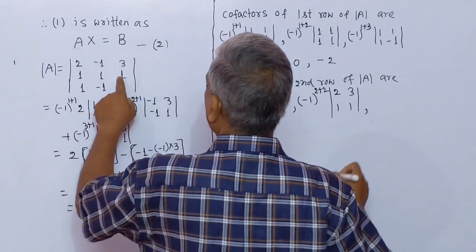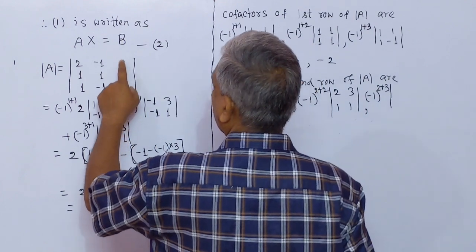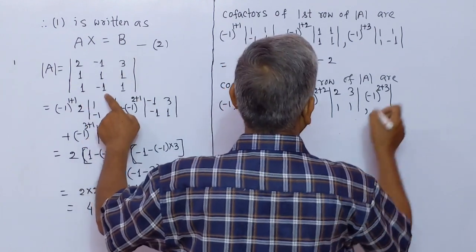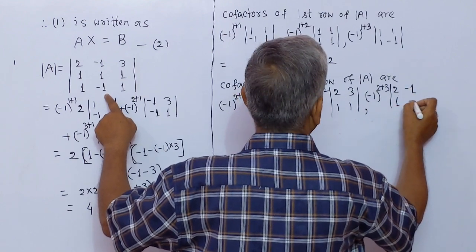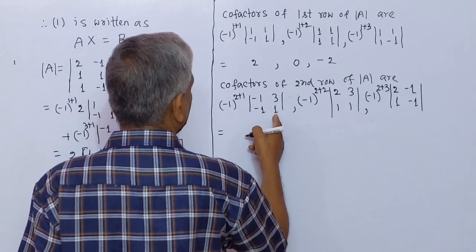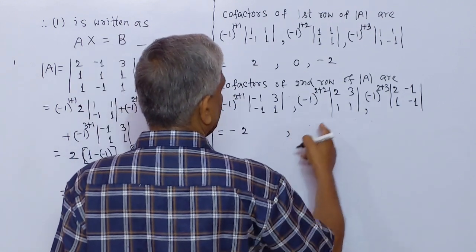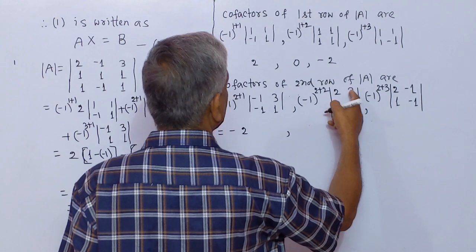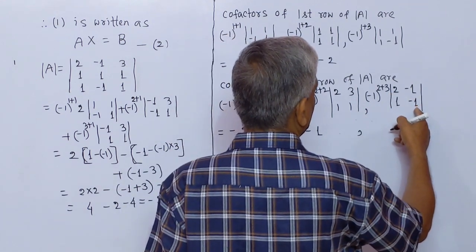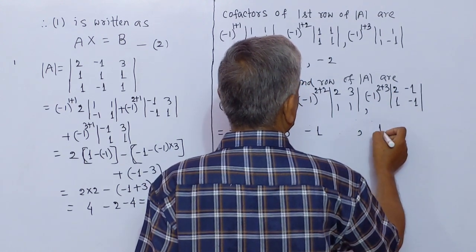Now cofactor of this 2 3. Minus 1 to the power 2 plus 3. Here this column cancels and this row cancels. So 2 minus 1, 1 minus 1. This is equal to minus here. Here 1 multiply minus 1 multiply 1, minus 1 plus 3, minus 2. Here positive. 2 multiply 1, 2 minus 3 minus 1. This is negative. Here 2 multiply minus 1, minus 2. Here plus 1. Minus 2 plus 1 is minus 1. Here minus, so this is 1.